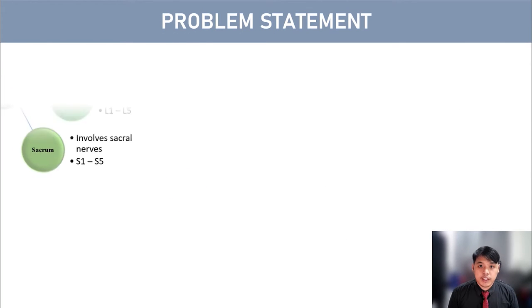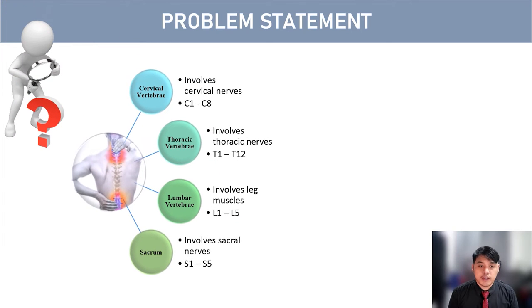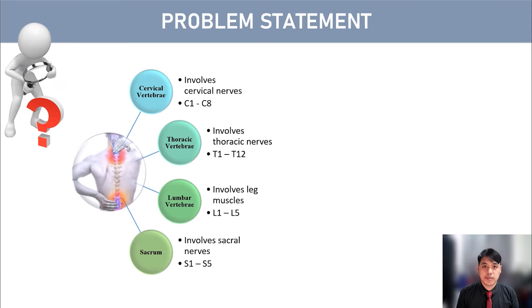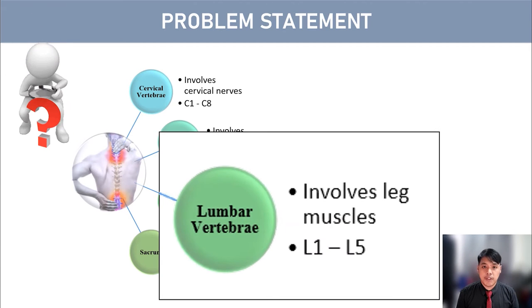For your information, these are all the categories of spinal cord injury which are divided into 4 categories: cervical vertebrae, thoracic vertebrae, lumbar vertebrae, and sacrum. And my project focus is in the lumbar vertebrae category, which involves leg muscles that are also divided into 4 levels.